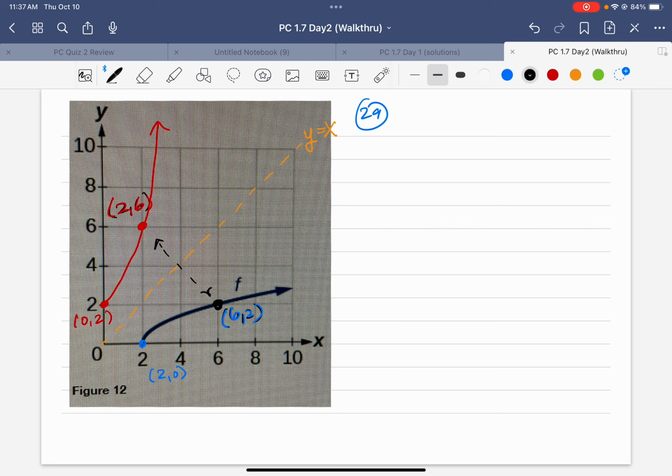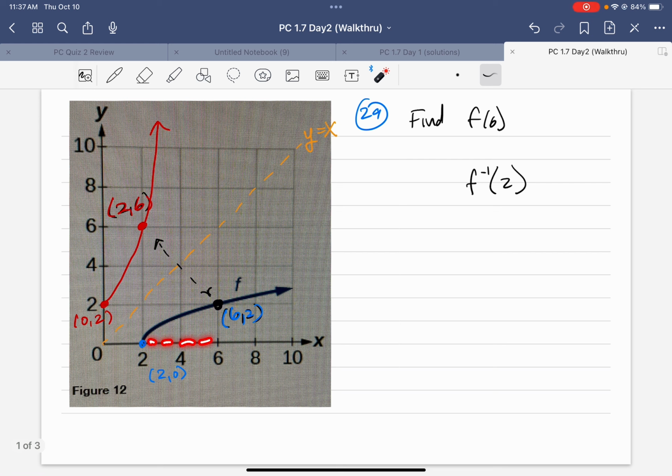Okay, so that's 29, and it wants us to find f of 6 and f inverse of 2. So f of 6 just means when you plug in 6, what do you get out? Well, we get out a height of 2, so this is 2. But then it's saying if you undo 2, what did you have to plug in to get out a height of 2? Well, you must have plugged in 6.